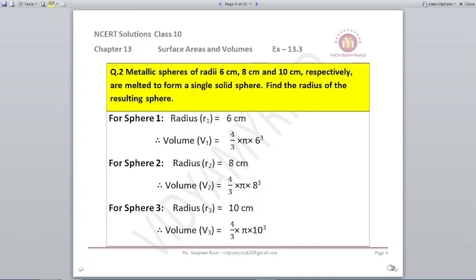Question number 2. Metallic spheres of radius 6 cm, 8 cm and 10 cm respectively are melted to form a single solid sphere. Find the radius of the resulting sphere. Let's find out the volume. When radius is 6 cm, its volume will be 4 upon 3 into pi into 6 cube. When radius is 8 cm, its volume will be 4 upon 3 into pi into 8 cube. And when radius is 10 cm, its volume will be 4 upon 3 into pi into 10 cube.